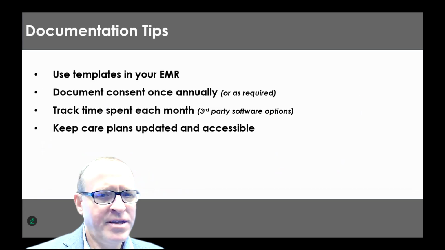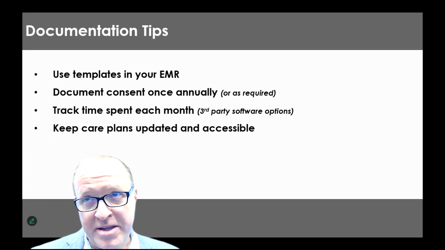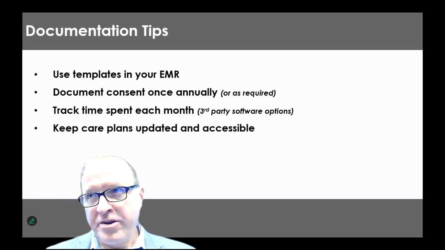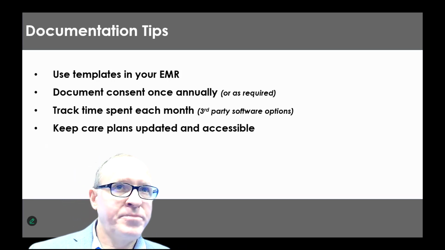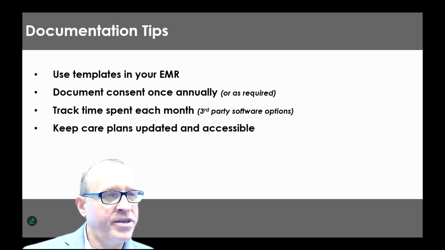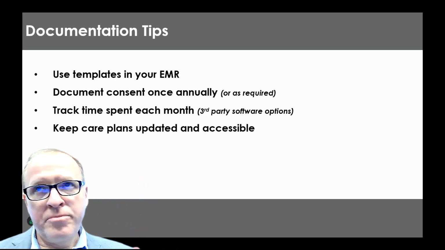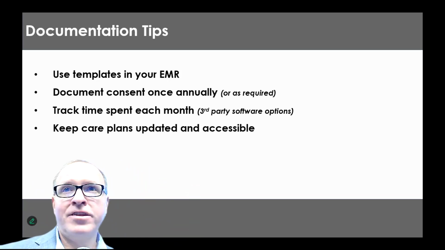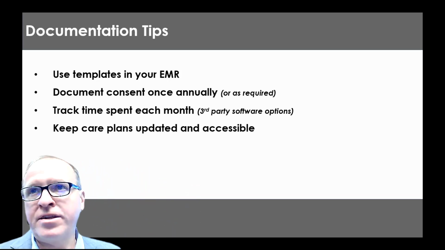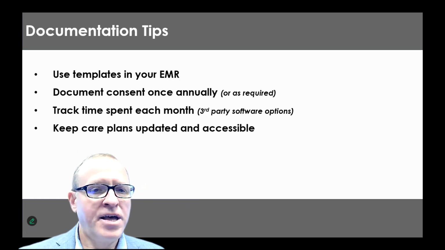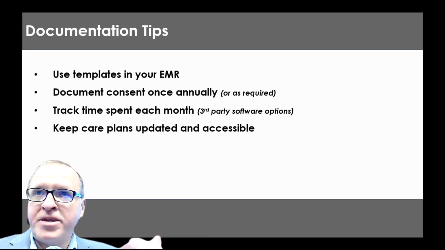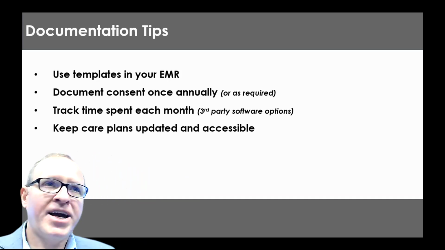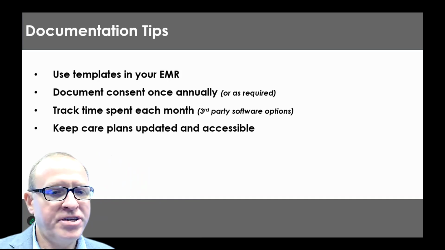So again, I'm spending a lot of time talking about documentation, but that's really important, right? Depending on the EMR you're using, you can use some templates that are already in your EMR. You definitely want to make sure you have patient consent. Best practice is to get consent annually from the patient. So if they're going to be in it longer than 12 months, which most who go on to RPM are, it is more of a longer-term management, so it's best practice to annually get that patient consent.